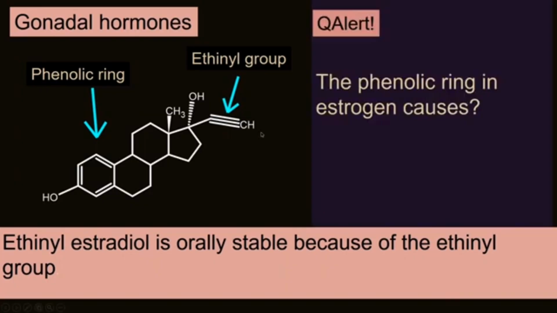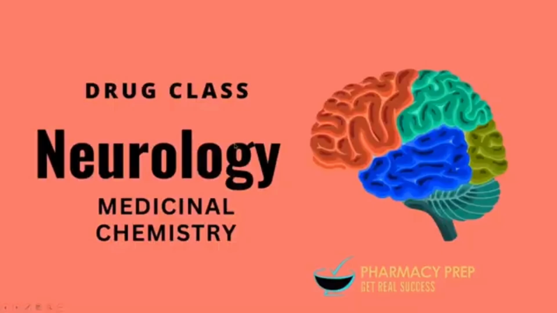So here is the question alert. What happens because of the phenolic ring? The phenolic ring in the estrogen causes a carcinogenic side effect, or cancer, which is one of the breast cancer side effects, which is a complete contraindication of estrogen that is coming because of this phenolic ring.